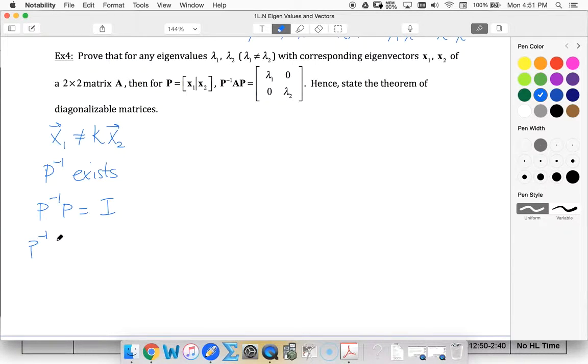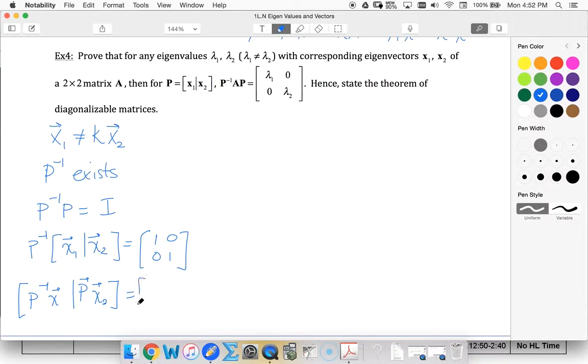So P inverse of, we've got our matrix made of x1, x2, is going to be equal to 1, 0, 0, 1. This implies that P inverse of x1 augmented with P inverse x2 is going to be 1, 0, 0, 1. So my P inverse x1 is going to be 1, 0. P inverse x2 is going to be 0, 1.